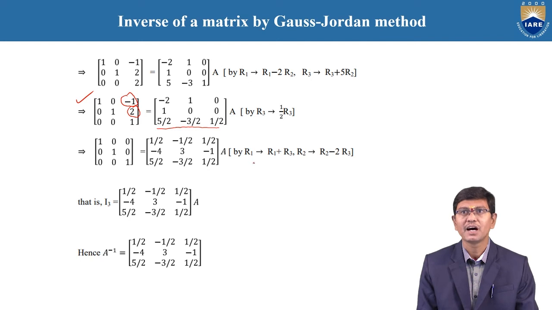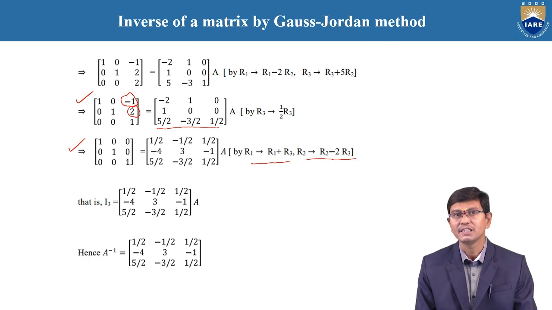Therefore, by using R1 = R1 + R3 and R2 = R2 - 2R3, the entire LHS matrix is reduced to the unit matrix of order 3, which is clearly satisfied. Therefore, it is 1, 0, 0, 0, 1, 0, 0, 0, 1.